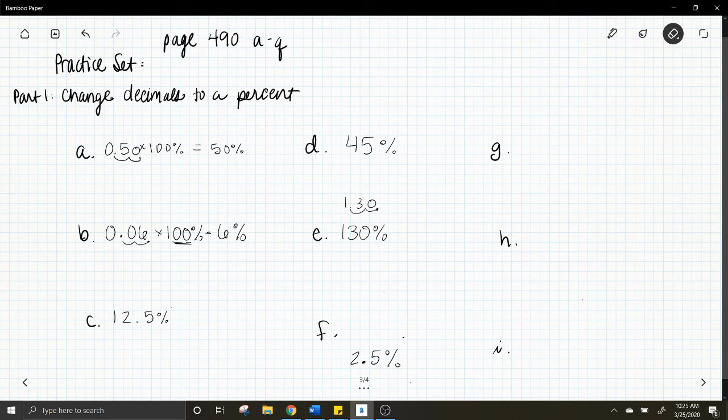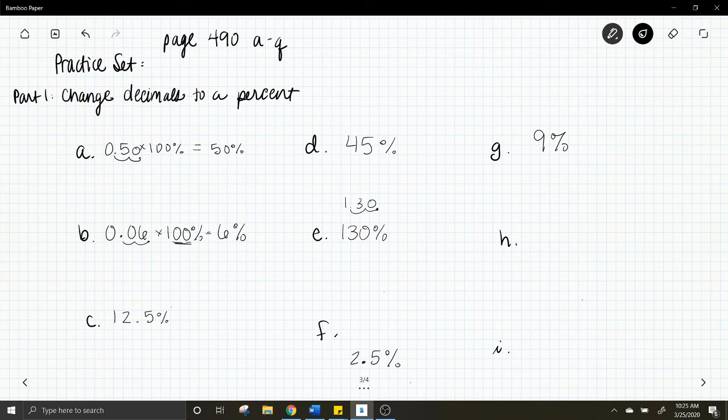All right. Letter G, 9%. Letter H is 125%. And letter I is 62.5%. So great job on that.